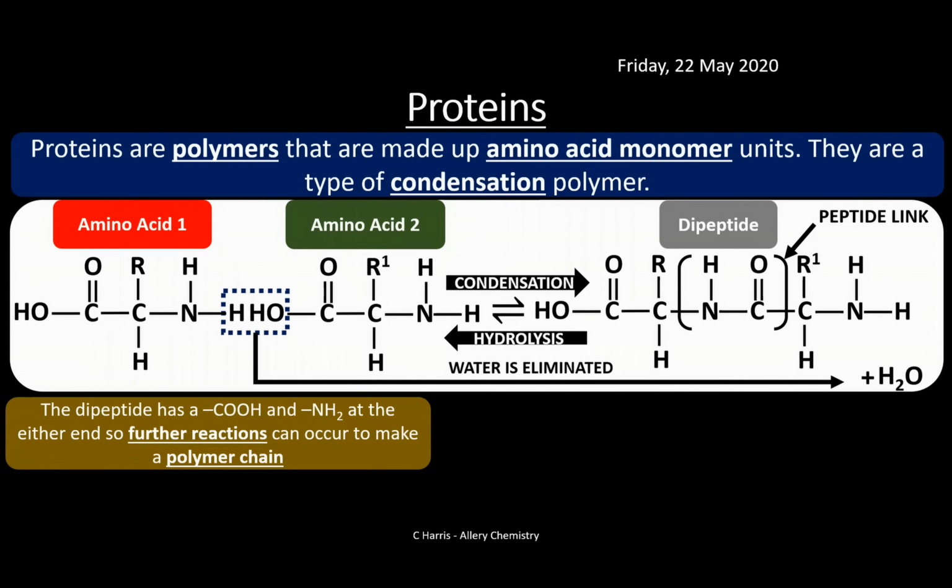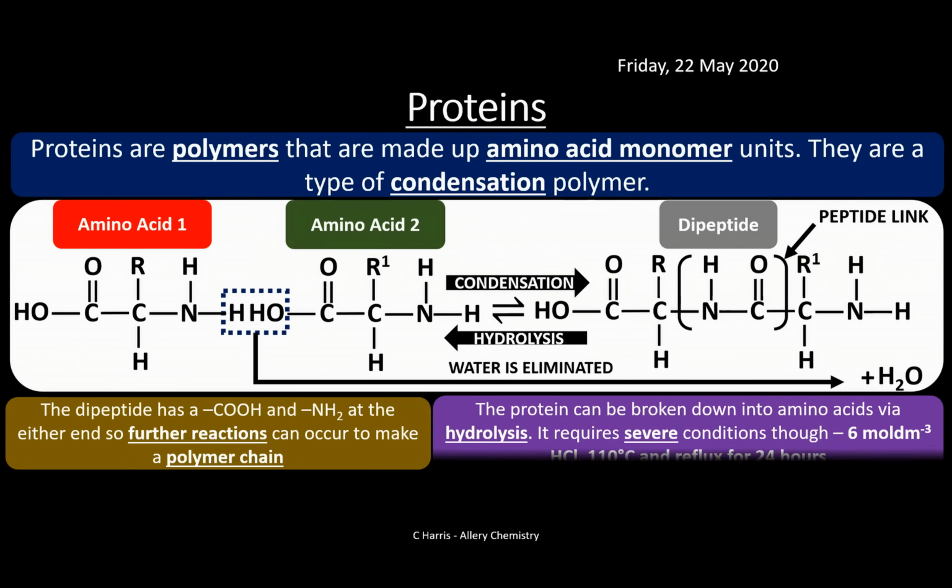Okay, so bringing this back again, the dipeptide has a carboxyl and amine group, you see, at either end for further reactions, and this obviously can then be used to make a polymer chain, exactly the same as any other condensation polymerization reaction. So these groups here can then be broken off, and then you can join more and more links on the side there. So the protein can be broken down into amino acids, so we can go backwards.